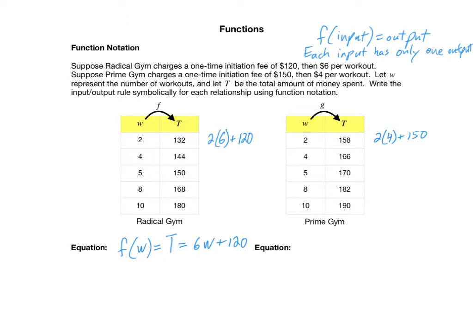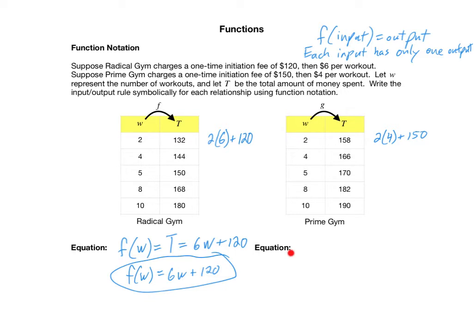Now, typically, you actually won't even see this here. It's typically going to be written as f of w equals 6w plus 120. This is the most common way you would see this. Technically, f of w is representing t. F of w is the output that goes with the input w. And this is the general rule. We'll get practice working with this in a coming slide.